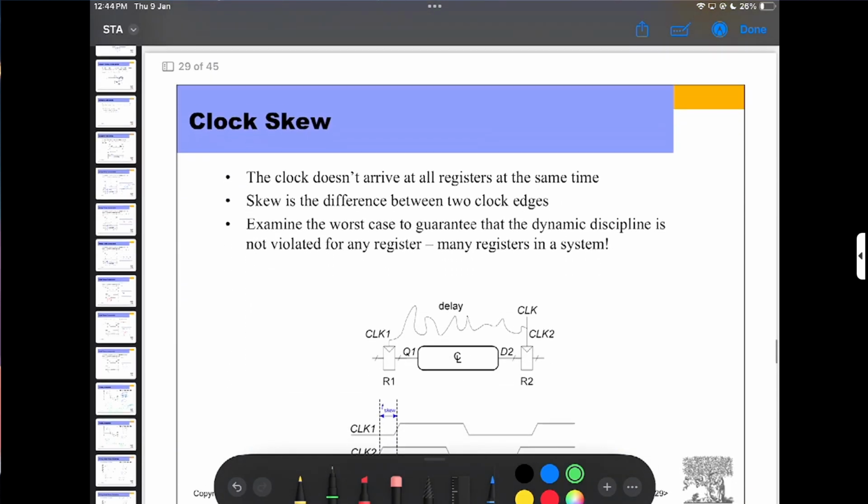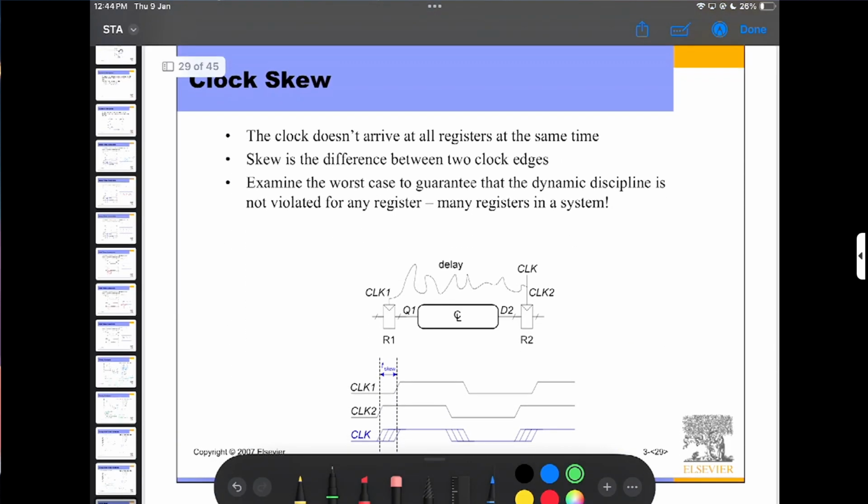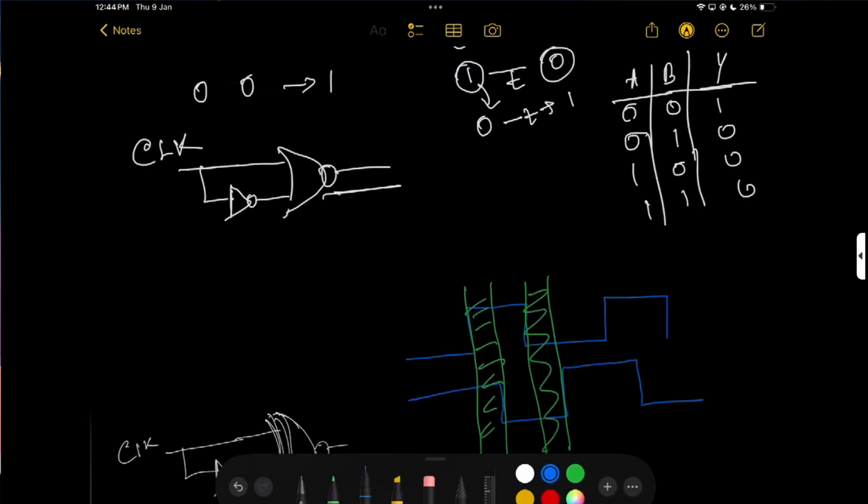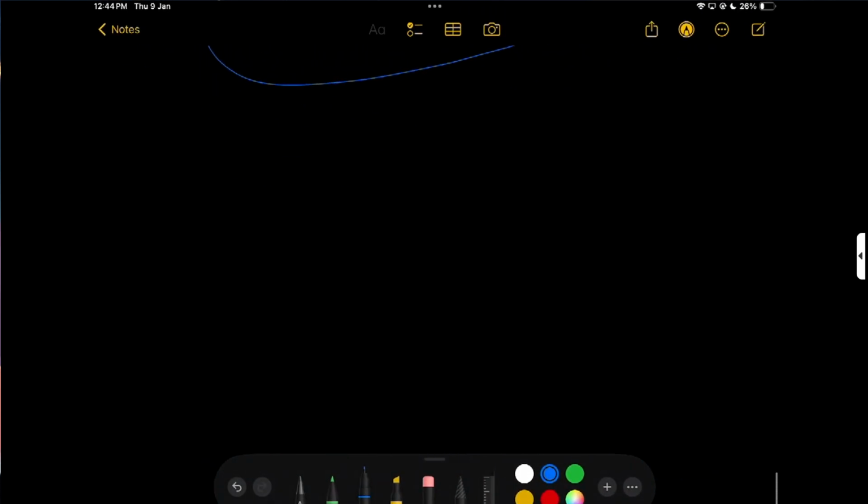Now clock skew. The clock does not arrive at all registers at the same time. So skew is the difference between two clock edges. Examine the worst case to guarantee that the dynamic discipline is not violated for any registers in the system. So if I go through an example, let's take clock skew delay. What is clock skew delay?